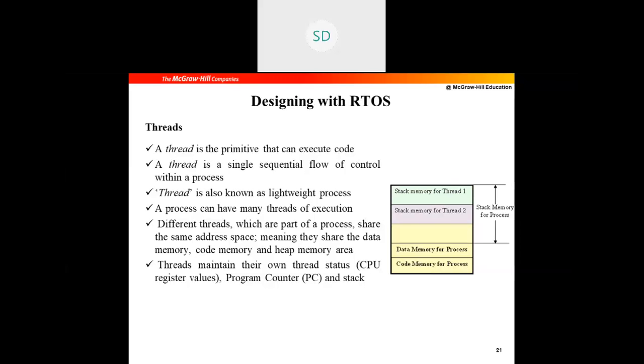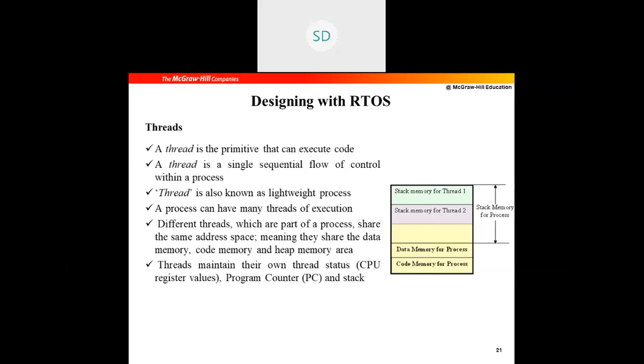Different threads which are part of the process share the same address space, meaning they share the data memory, the code memory as well as the heap memory. Whenever a process comes to memory, a certain memory is allocated for that particular process, in the sense of part of data memory, part of code memory, and a part of stack memory. Here also the same thing: the thread is part of the process itself, and in order to complete it, various subdivisions of the programming will be done.